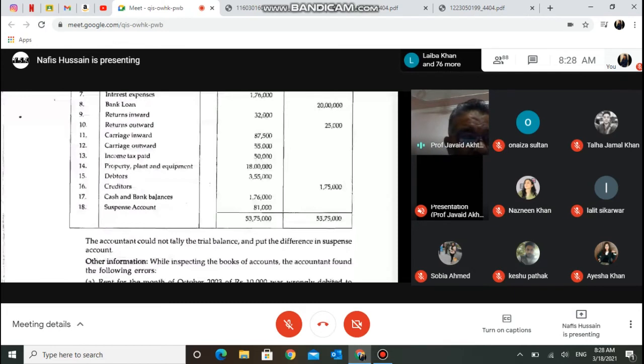For example, if you say creditors, you can explain that creditors are the persons to whom we have to pay in future, from whom we might have bought goods and services on credit, and we will pay them in future. This company will pay them in future. So this is the meaning of the word creditors. Likewise, what is the meaning of this word suspense account? Sir, doubtful entries.